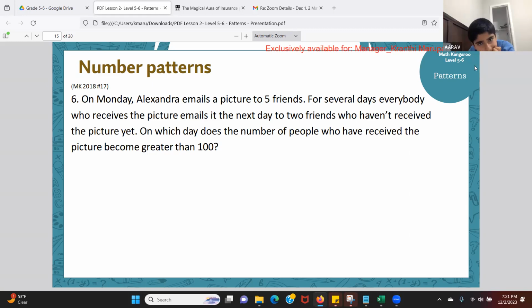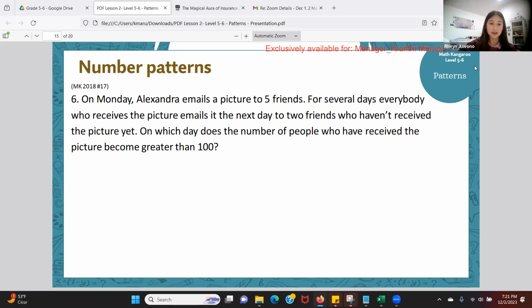Oh, so it's like 5, 10 plus 2? Where are you getting the +2 from? Because it says to send it to 2 friends. It should be multiplied by 2, not added. Oh, okay, yeah, times 2. Now I'm completely confused.